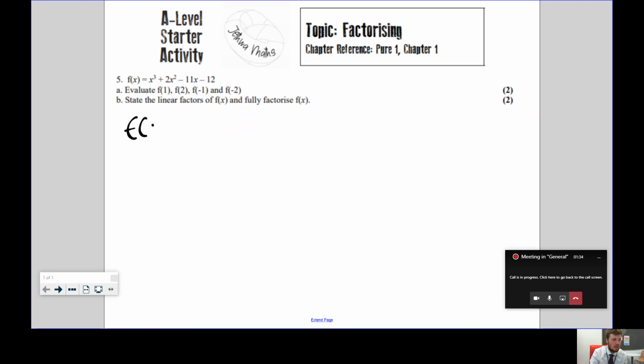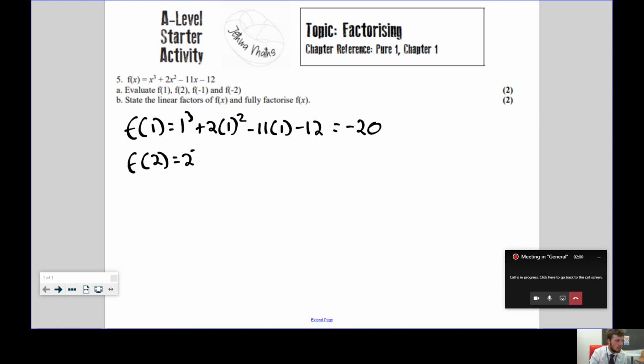So therefore for f of 1, all I'm looking at is 1 cubed plus 2 lots of 1 squared minus 11 lots of 1 minus 12, which is going to give us 1 plus 2, which is going to give us minus 20. F of 2, when we work that out, is 2 cubed plus 2 lots of 2 squared minus 11 lots of 2 minus 12, 8, 16, which is going to give us minus 18.